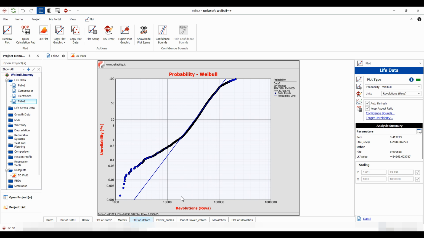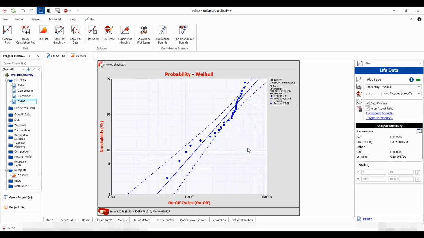The next data we're looking at relates to motors. And again, we use a two-parameter Weibull as a measure to present all this type of data. But again, even though the data points fit within the confidence bound, we have different types of behavior that need to be analyzed and investigated further.